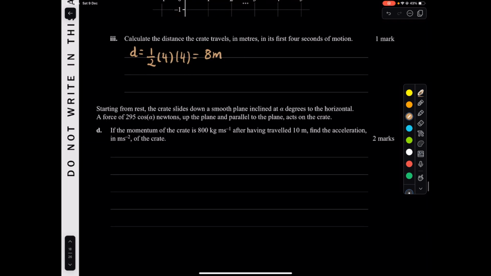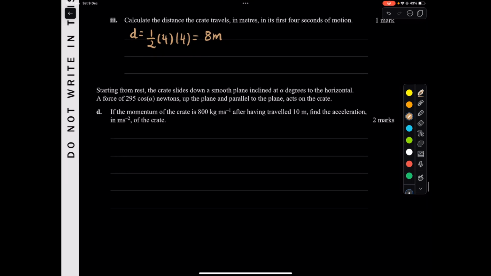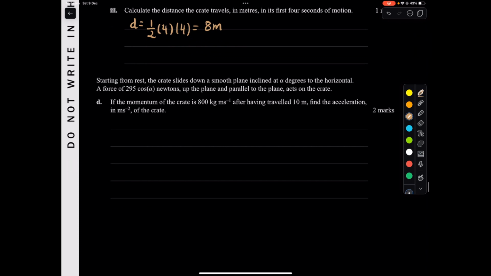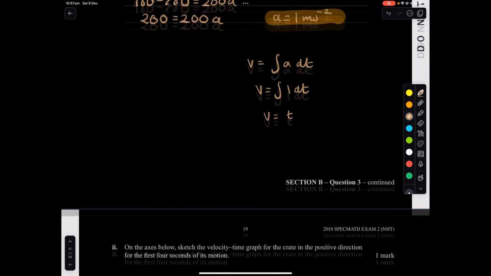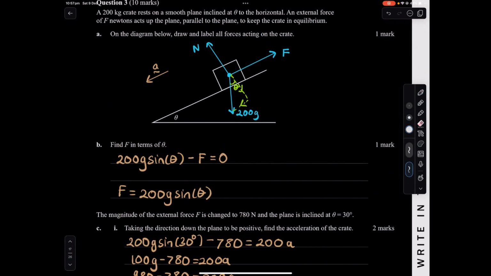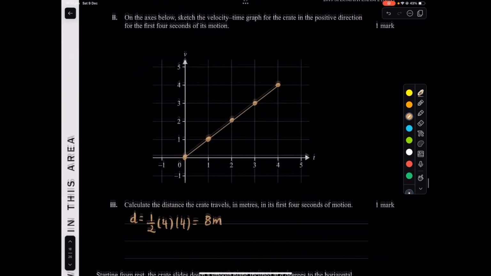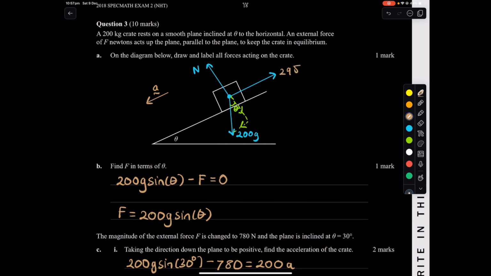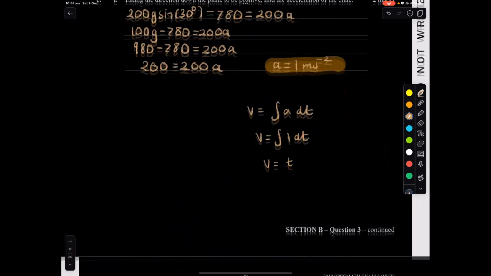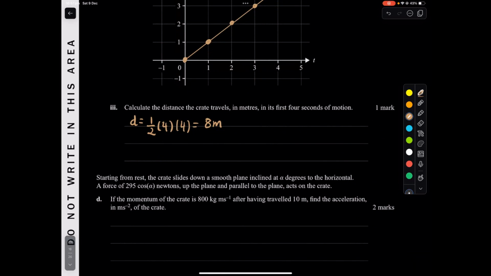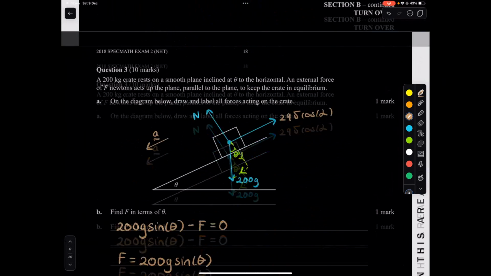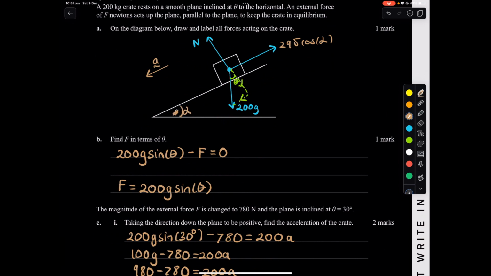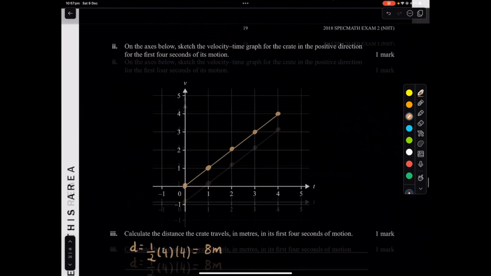Starting from rest, the crate slides down a smooth inclined plane at alpha degrees to the horizontal. A force of 295 cos alpha newtons acts up the plane and parallel to the plane. So in this case, this force over here is now 295 cos alpha, acting up the plane. It starts from rest, and this angle here is alpha.